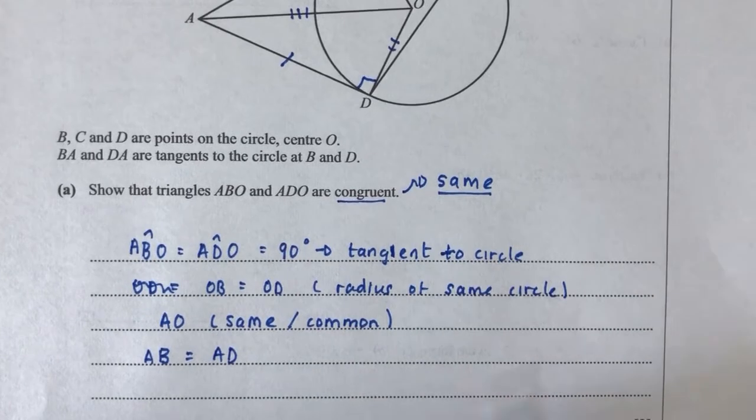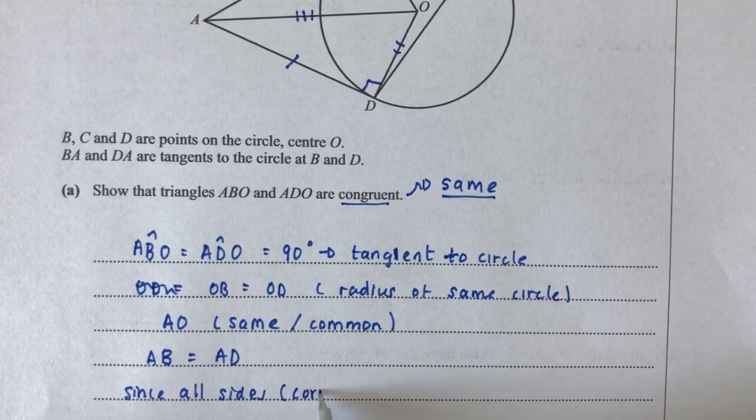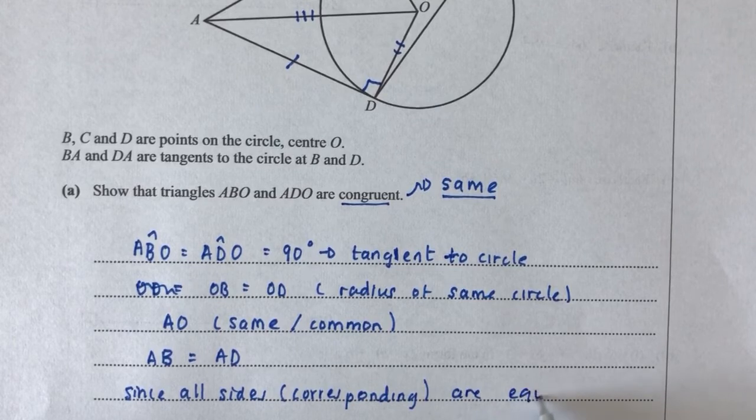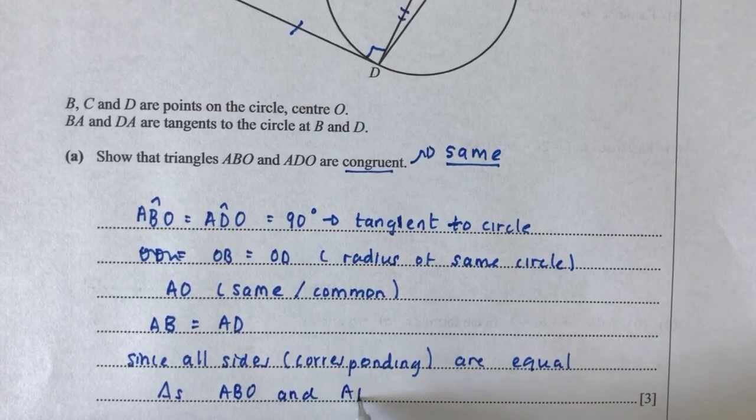So here we were able to prove that since all sides, I would say corresponding sides, since all the corresponding sides are equal, triangles ABO and ADO are congruent.